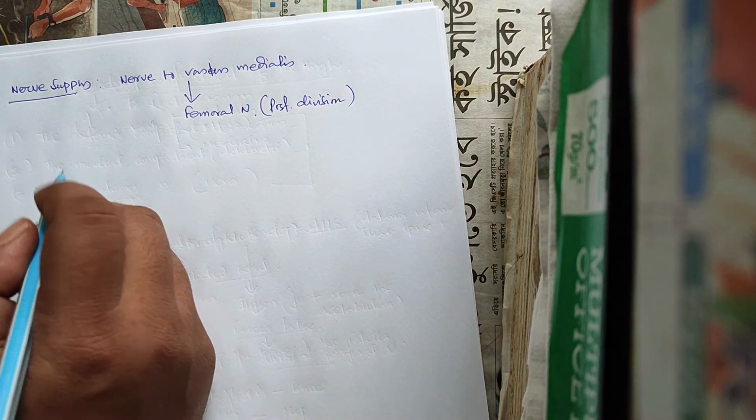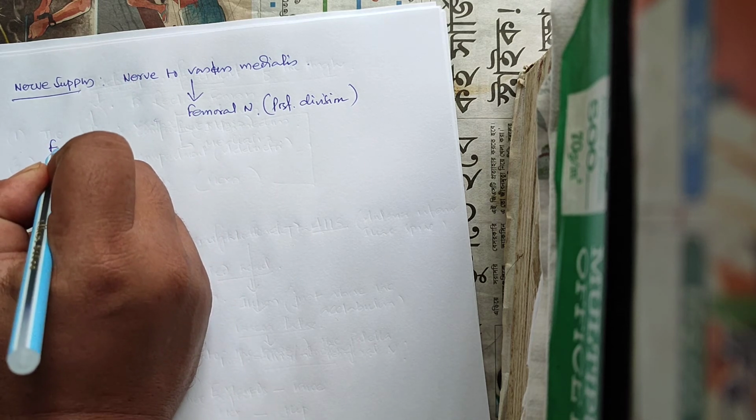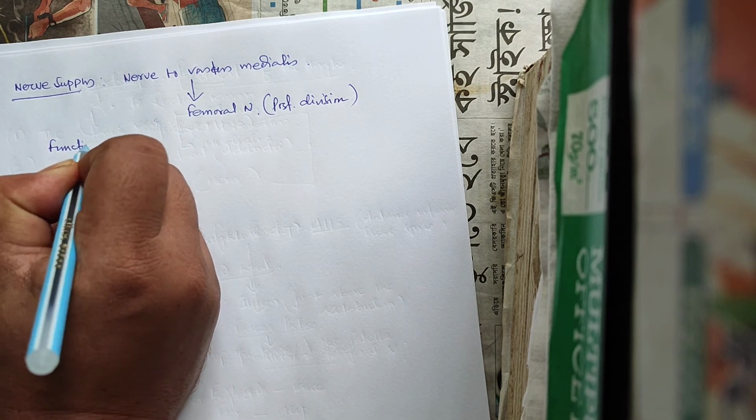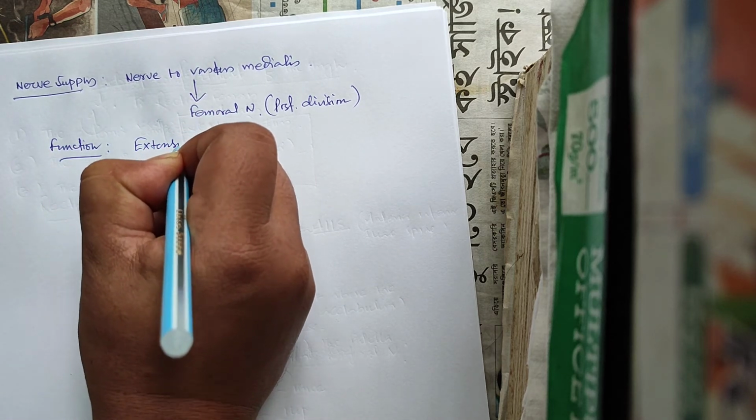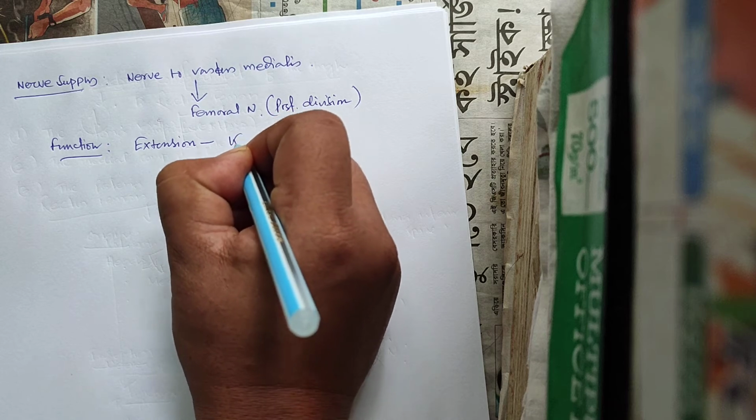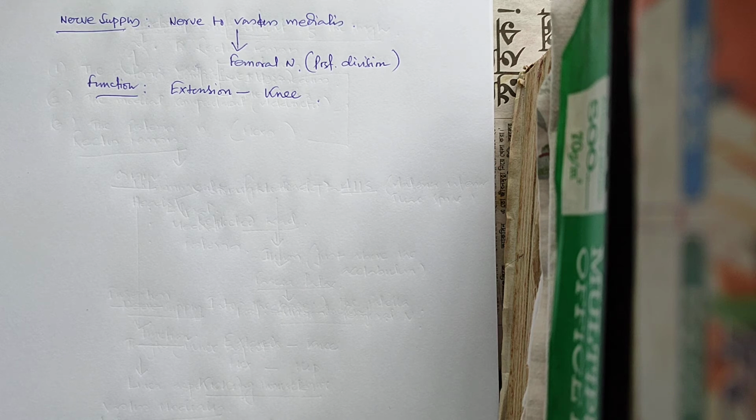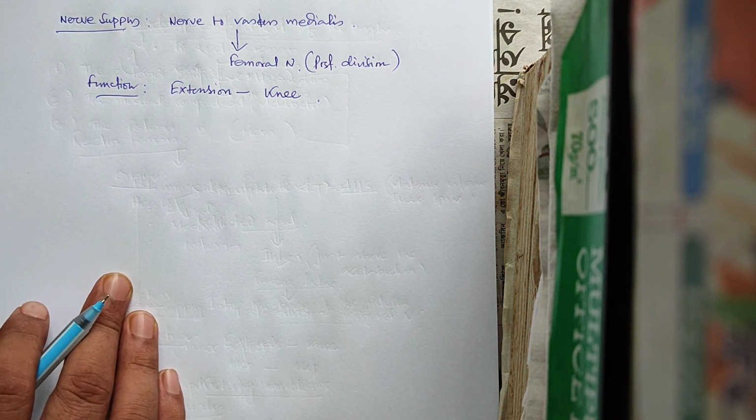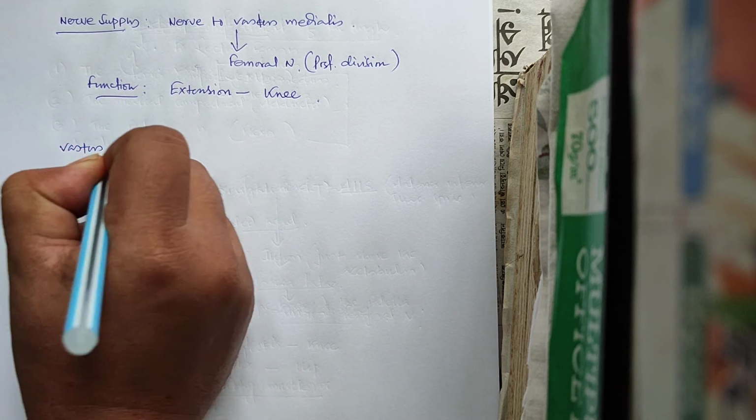Now the function, that is the extension of the knee joint. Next muscle is vastus lateralis.